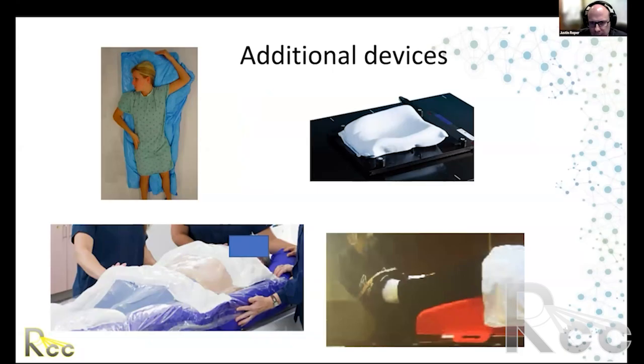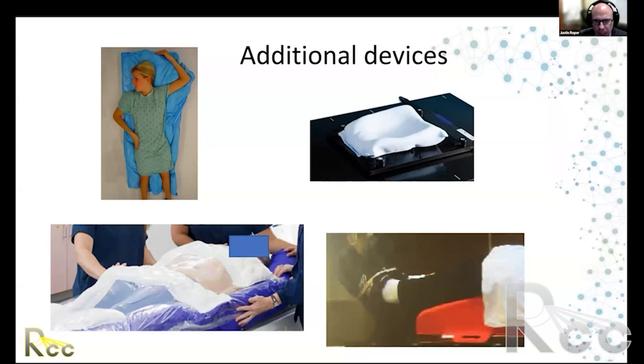So let's briefly touch on additional devices, some other considerations for the IGRT workflow, and wrap up the session. In the upper left is an alpha cradle. This is a full body immobilization device that is created by pouring expandable foam into a bag, which then expands and hardens and forms to the shape of the patient. So this is per patient, it's not reusable.